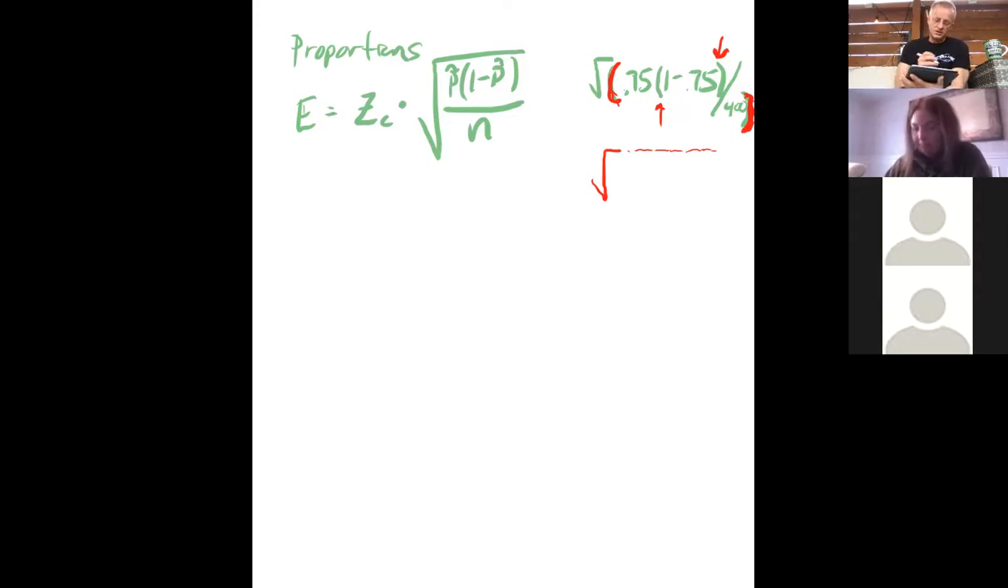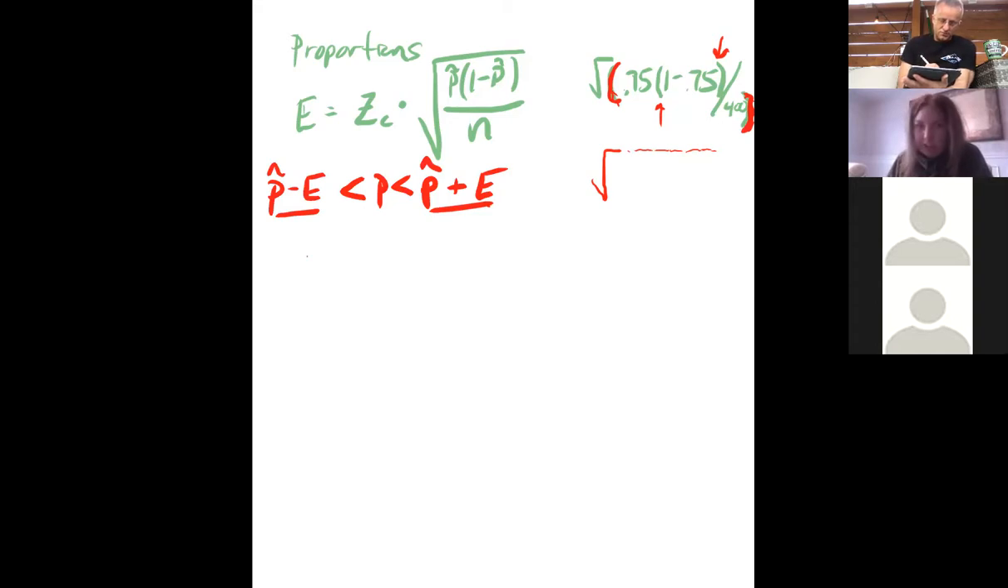So you have that for proportions is your margin of error. And then whatever your margin of error ends up being, we're going to take the sample proportion, add that margin of error and subtract that margin of error. That gives me the lower boundary and upper boundary of my interval.